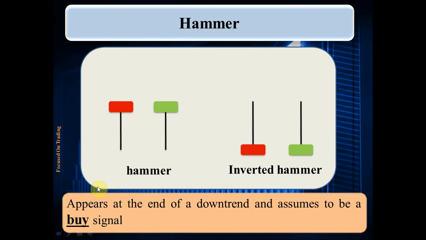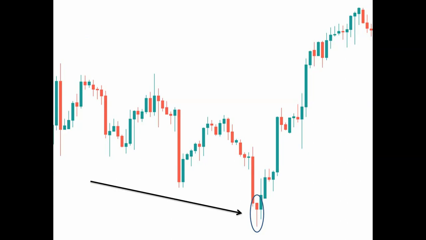Sometimes the hammer forms inverted. Again, it is assumed to be a bullish reversal candle, but it is better for the hammer itself to form, not the inverted hammer. Let's take a look at some real examples of the hammer together.